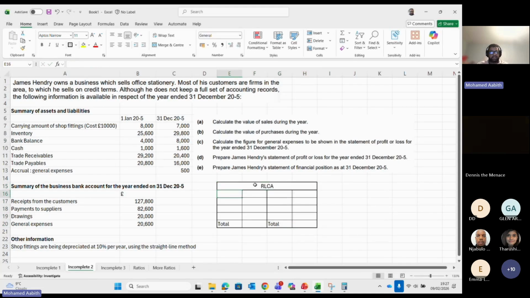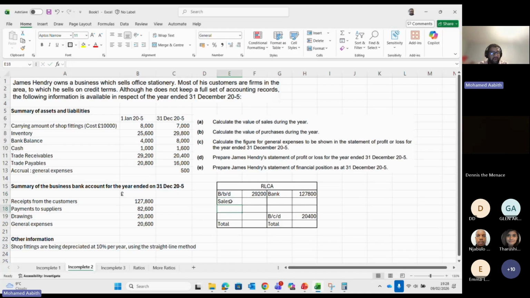RLCA. So let's do RLCA. Let's start with the balance brought down at the beginning of the year. Receivables 29,200 pounds, and the balance carried down at the end of the year was 20,400. What I also know is the bank receipts from my credit customers, 127,800.